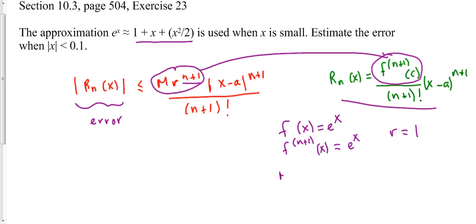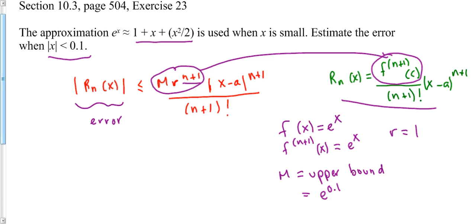Now, in earlier conversations in this unit, we've talked about M being some upper bound to the function. Well, we have an upper bound for our x value: x is going to be less than 0.1. So if x is less than 0.1, then the maximum value that our function f of x equals e to the x can have is going to be e to the 0.1.